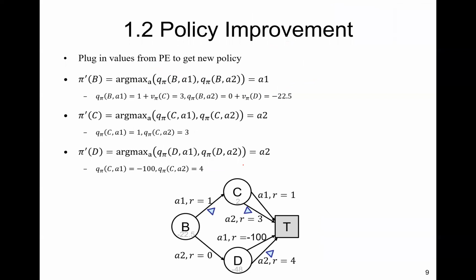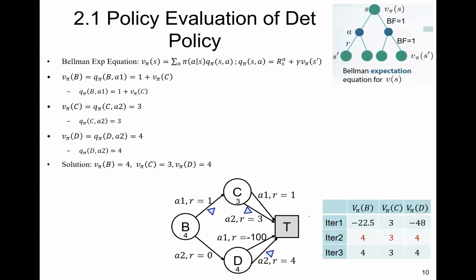So policy improvement, you take argmax to get the greedy action based on the Q value functions, so that from B, the optimal greedy action is to C. From C, the greedy action is A2 going to T with a reward of 3. And from D, the greedy action is A2. Another round of policy evaluation. Now the branching factor is 1 for the action choice because you have a deterministic policy.